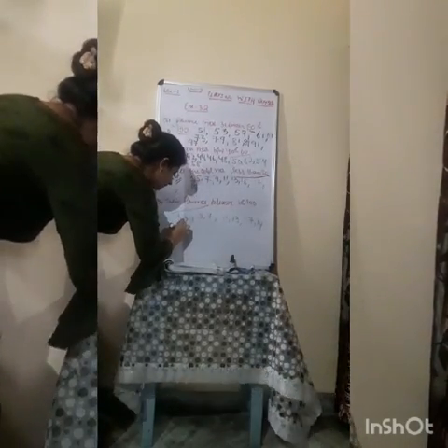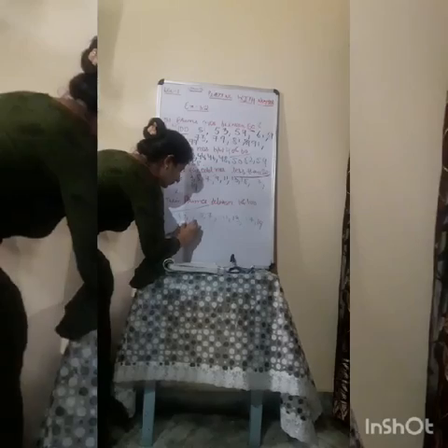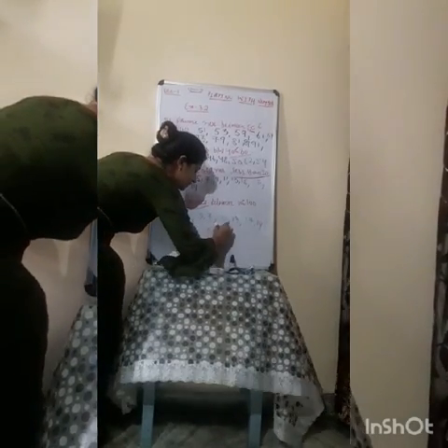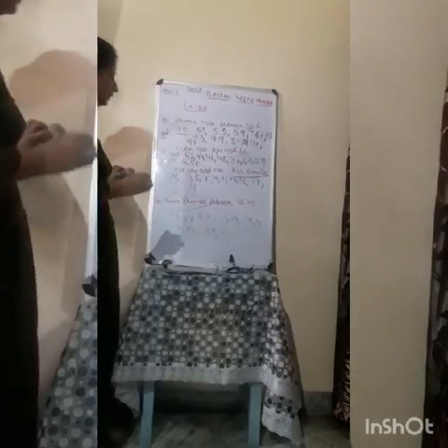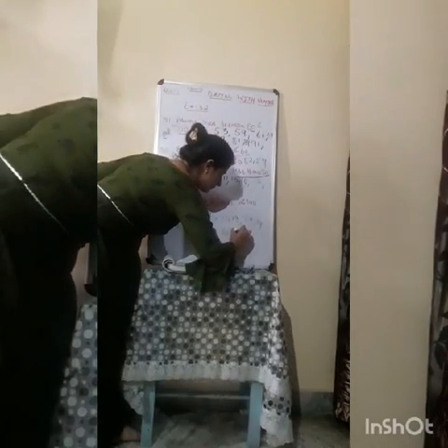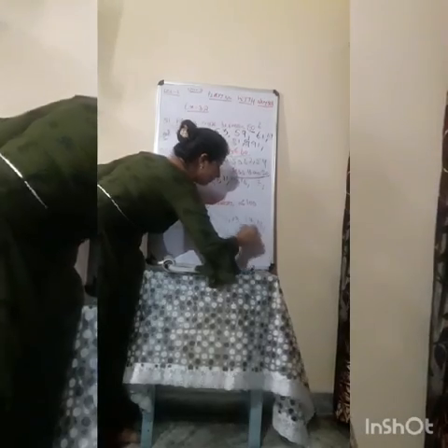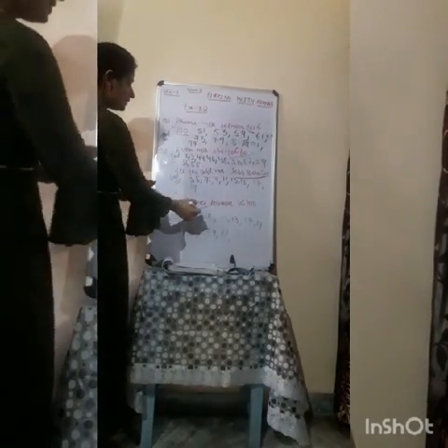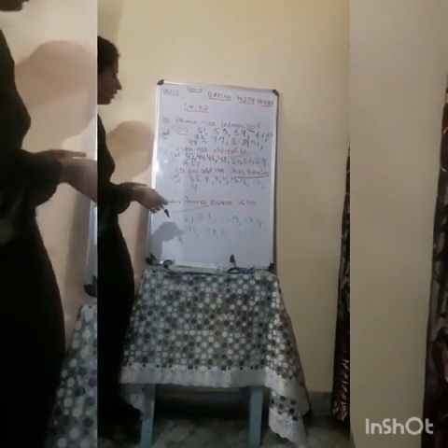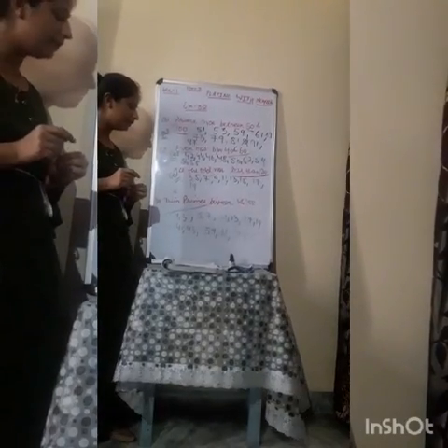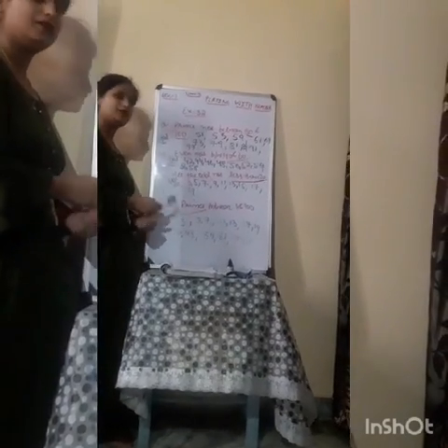Then I have 41, 43, 59, 61. Then we have 79, 81. Okay? These all are the pairs of twin prime numbers. How are they all pairs of twin prime numbers? Because their difference is 2.